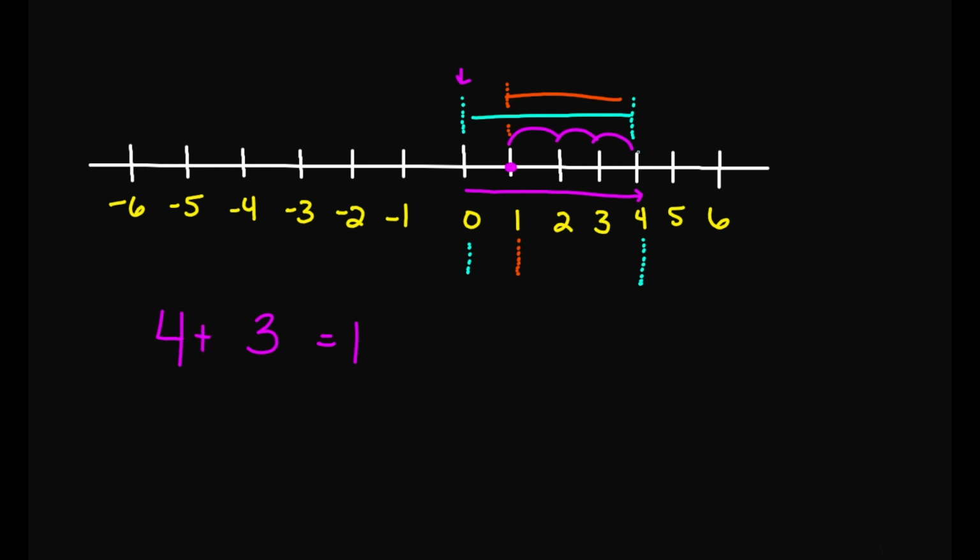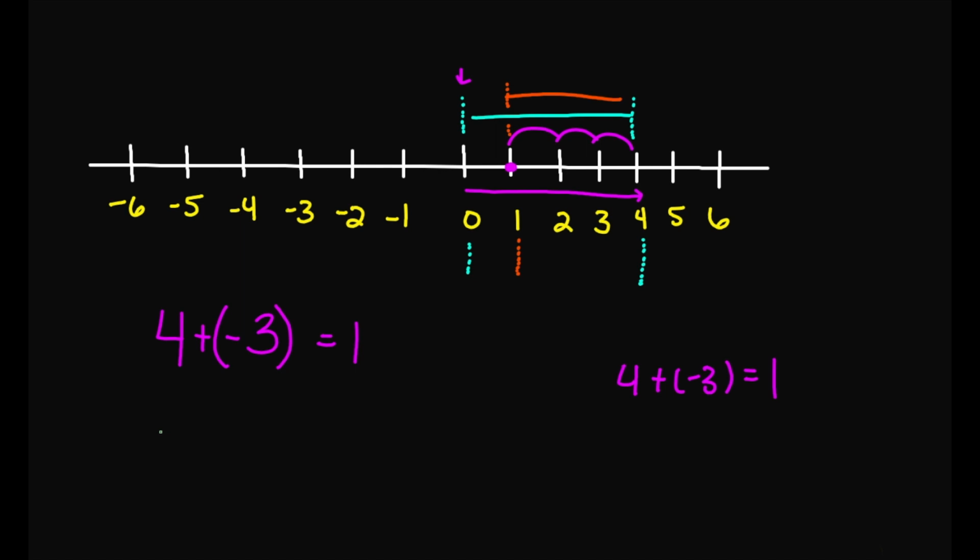However, remember that I moved to the left 3. And since I moved to the left 3, do I have a positive integer or a negative integer? In this example here, we have a negative integer. So your equation is 4 plus negative 3, and that's going to give us a positive 1.